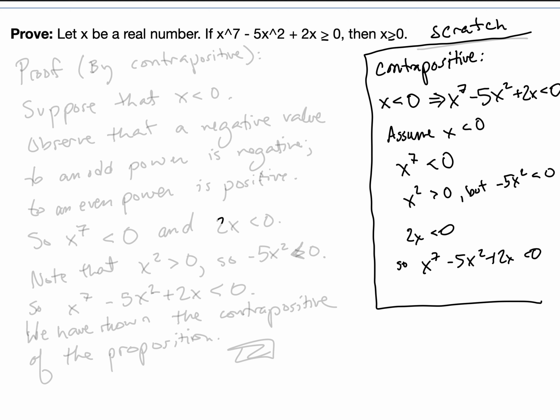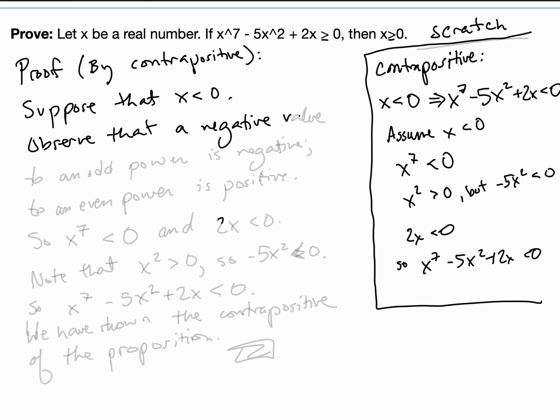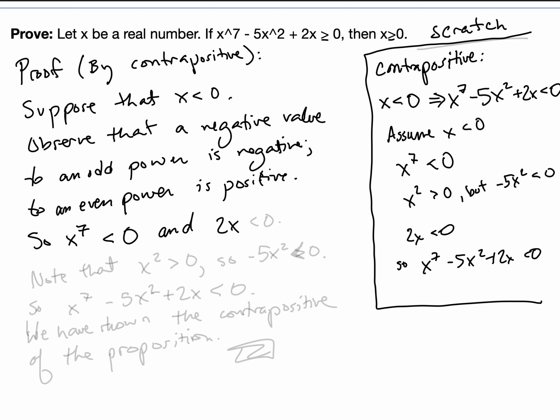Let's say proof by contrapositive. Suppose that x is less than 0. And we can now observe that a negative value to an odd power is negative, to an even power is positive. So x to the 7th is less than 0, and 2x is less than 0.